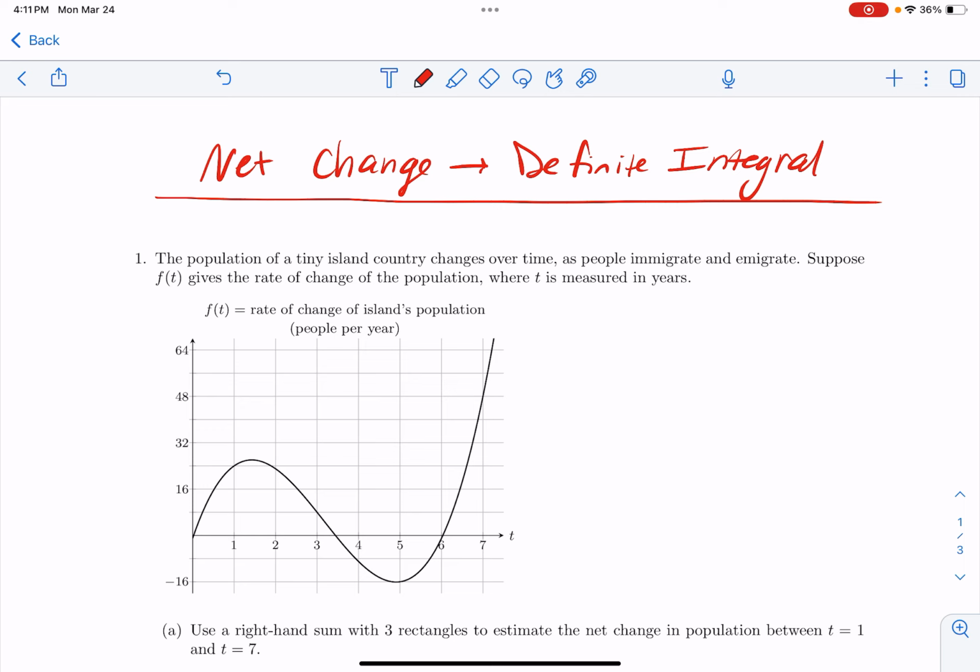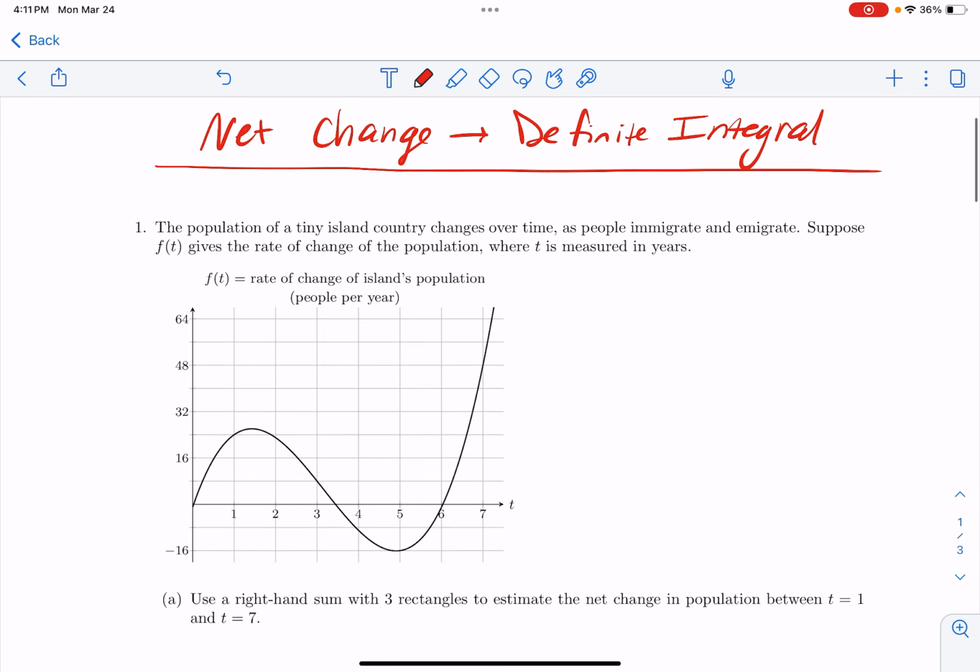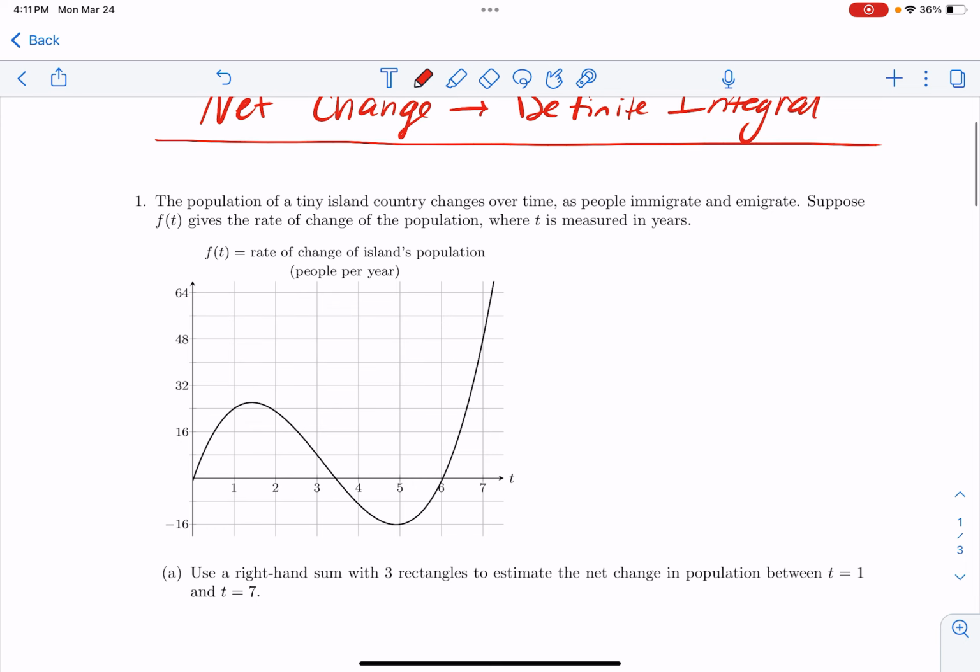So for starters, I noticed that this packet does not have a title, so I titled it Net Change or the Definite Integral. We talked about integrals last week, whether we saw each other on Thursday or Friday. And that had to do with finding area under the curve, right? And now we're looking at specifically between two x values, how to find the area under the curve.